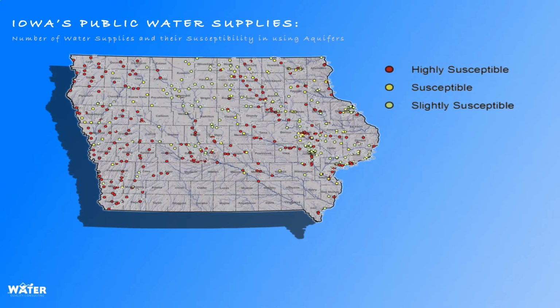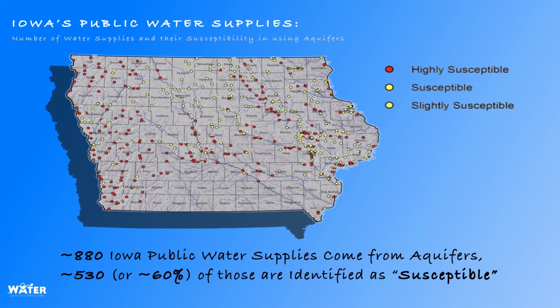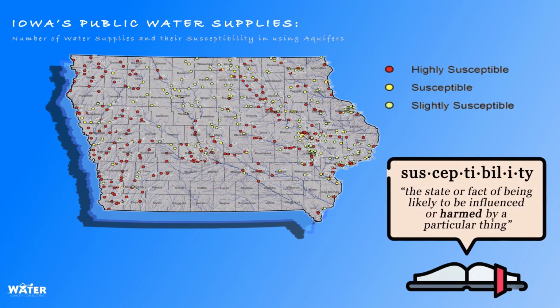In Iowa, about 880 of our public water supplies obtain their drinking water from aquifers. Of that 880, about 530 are identified as being susceptible water supplies because of the aquifer that they utilize to provide drinking water. So this is one of the reasons it's so important to protect your drinking water source, that source water area. We're going to get into this a little bit deeper in the tutorial.